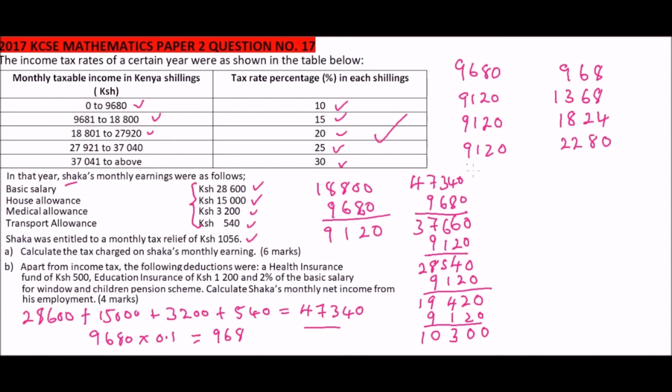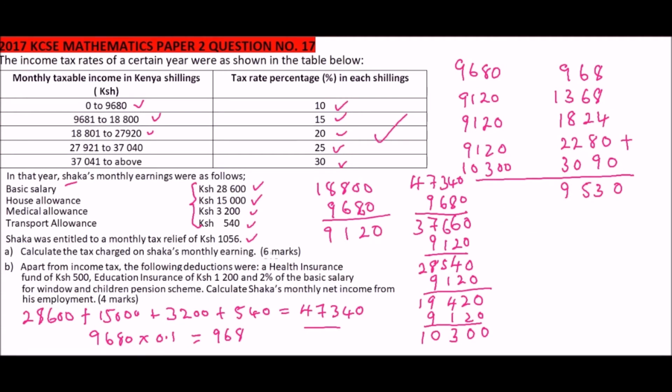So we come here and say 10,300 charged at 30%, you get 3,090. So we now put the line there and we total this. When you total this using a calculator, he is to be taxed 9,530.